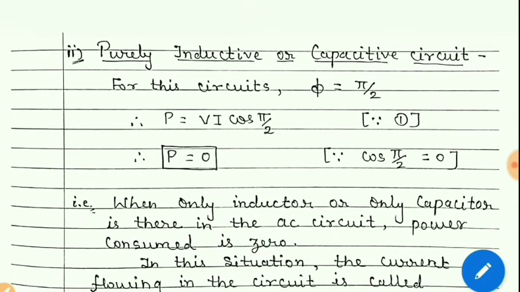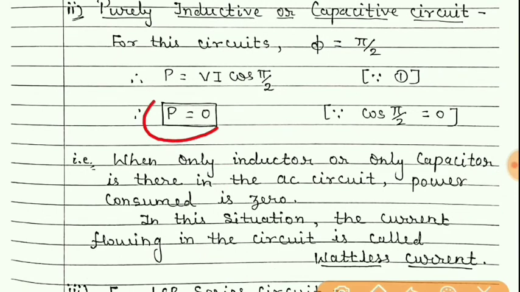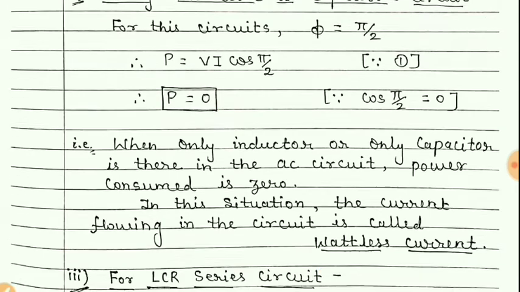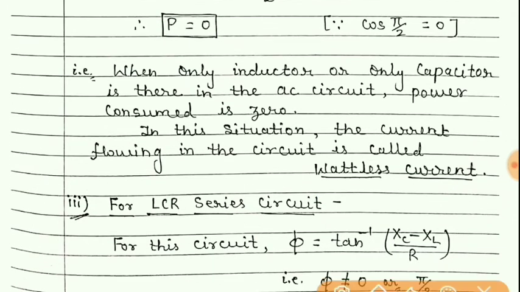Students, here the power obtained is 0 in such circuits, but that doesn't mean there is no current in the circuit. Current is there in the circuit, but still the power obtained is 0. And so such a type of current is called a wattless current. Wattless means no power is dissipated in such situations.